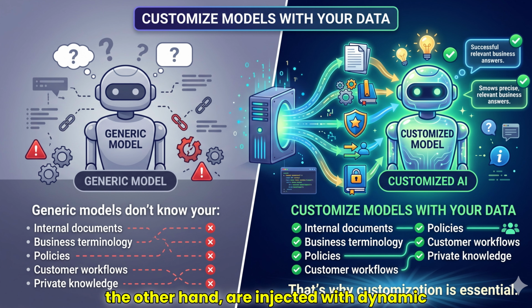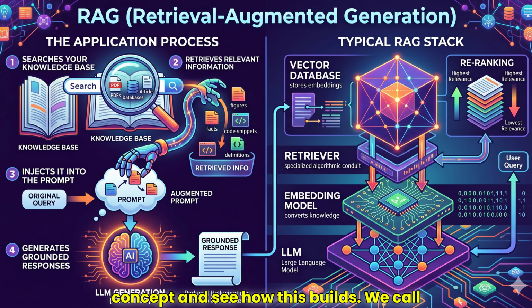Customized models, on the other hand, are injected with dynamic instructions in your specific domain expertise. But that begs the million-dollar question: how do we actually get our private data into the AI's brain without spending millions of dollars constantly retraining the model from scratch? Let's move to our next core concept and see how this builds.